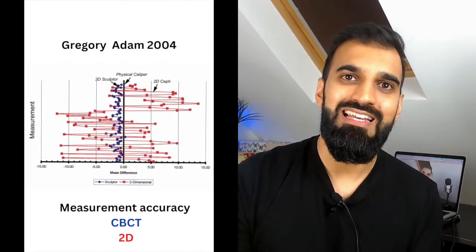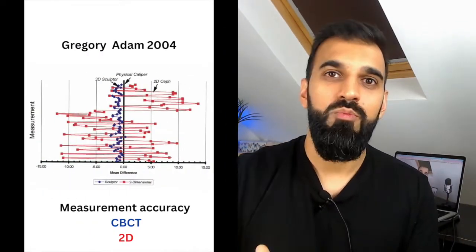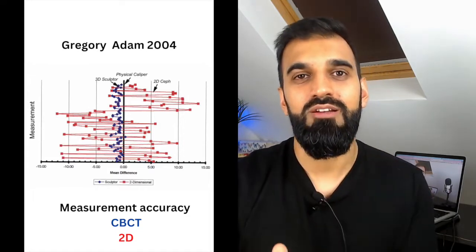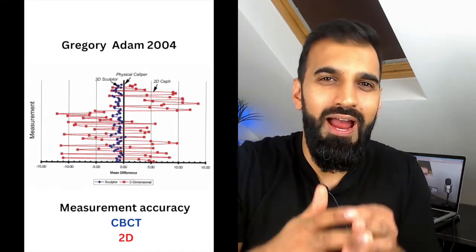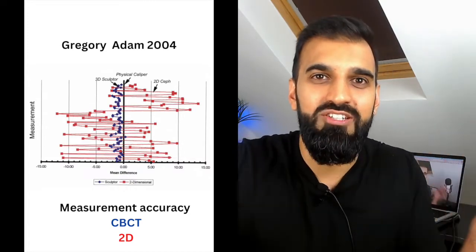The second thing is, how accurate are they? Well, when it comes to carrying out measurements, looking at CBCTs and looking at plain 2D radiographs, we find that the accuracy is far greater when it comes to our cone beam CTs. What does that mean? Well, it means that we are more accurate in making our measurements. Our deviation and errors are far smaller. That was Gregory's paper from 2004.